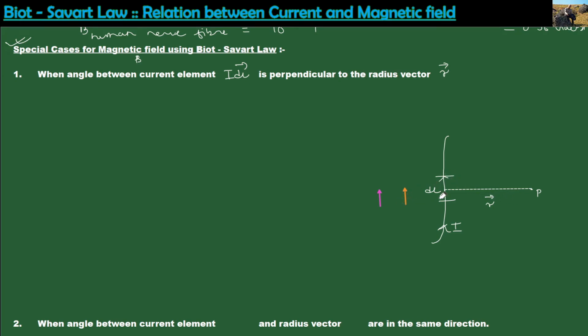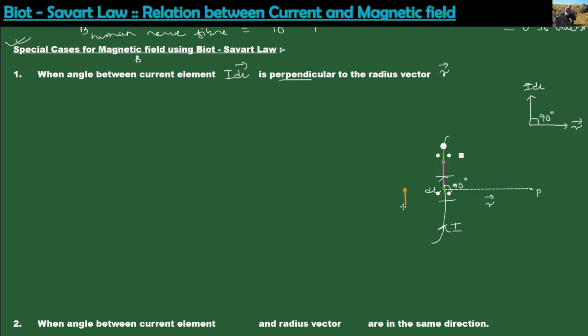So this is your r bar, and from here it is obvious that we have the angle between I dl and r bar. This is our r bar vector, this is our I dl vector. Over here, the angle between I dl and r bar is 90 degrees, so it is a right angle, perpendicular. So this is our angle theta, which is equal to 90 degrees. If we represent this, this is our I dl bar vector.